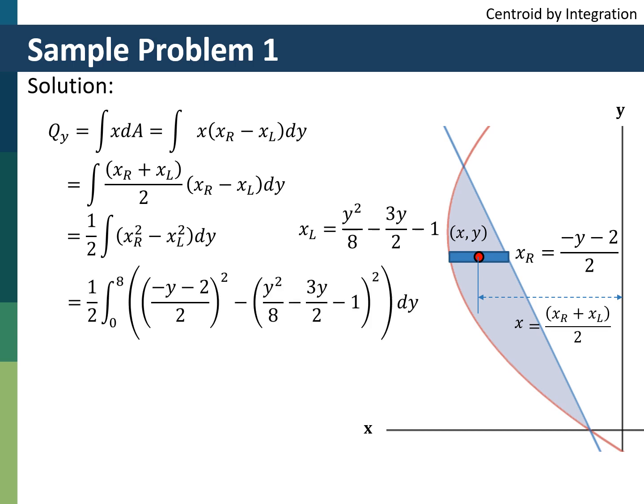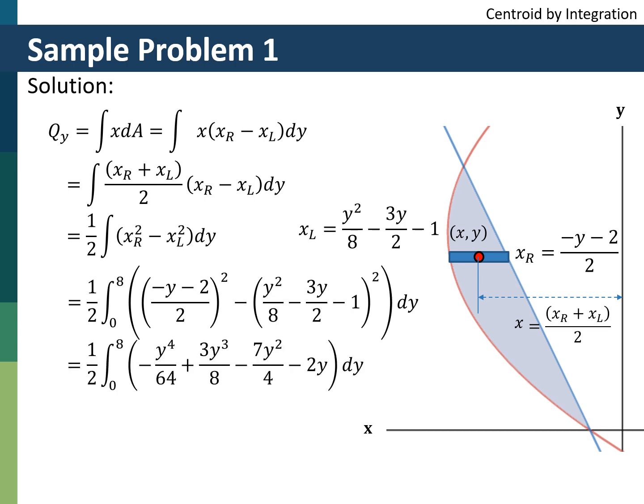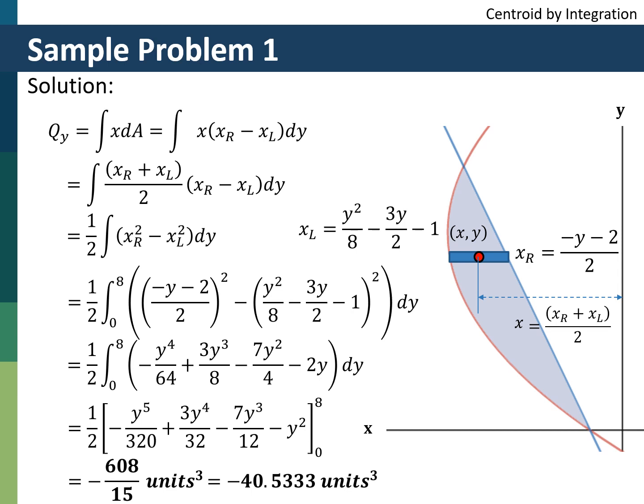Substituting the values of x sub R and x sub L, and simplifying this integrand, we have this equation. So that the integrated form is as shown. Evaluating this equation from y equals 0 to y equals 8 gives us Q sub y equals negative 40.5333 units cubed.